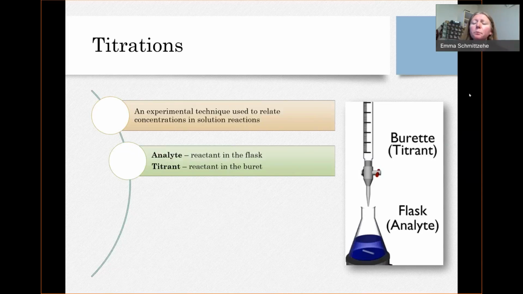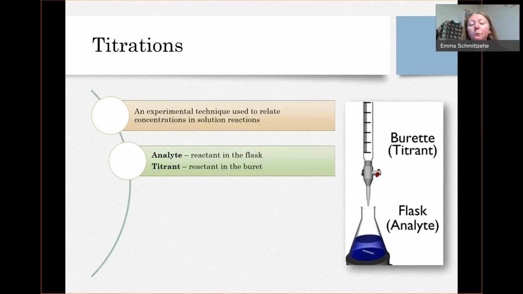Most of the time when people are talking about doing a titration, they will use the technical terms analyte and titrant for the two reactants. The analyte is the solution that we put into the flask, whereas the titrant is the solution that is in the burette. So don't let these terms scare you. When you hear the term titration, it's just a solution reaction, and when you hear analyte and titrant, they're just specifying which solution is where.